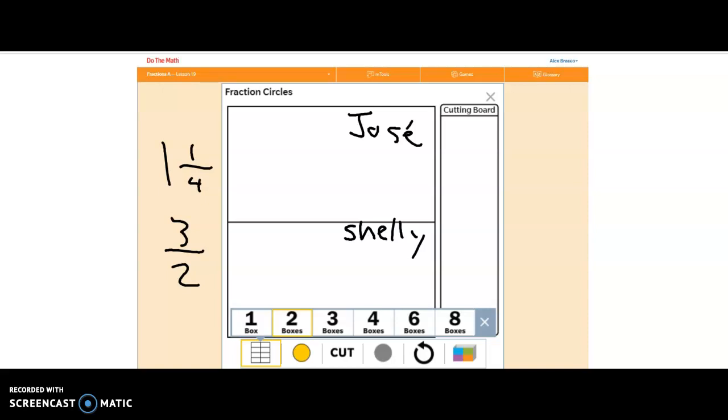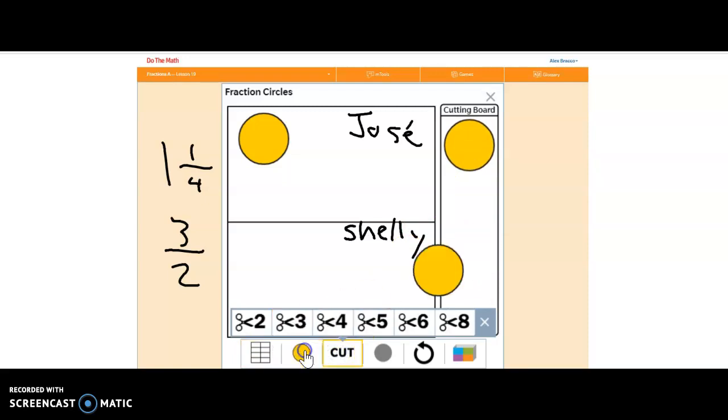Okay, so if I were to then go and pull these fraction pieces up, well, Jose and Shelly, all right. So Jose has 1 whole fraction and let me put this one back. Well, maybe I can't. And a 4th. So we're just going to take a 4th. So he has 1 1/4, okay?